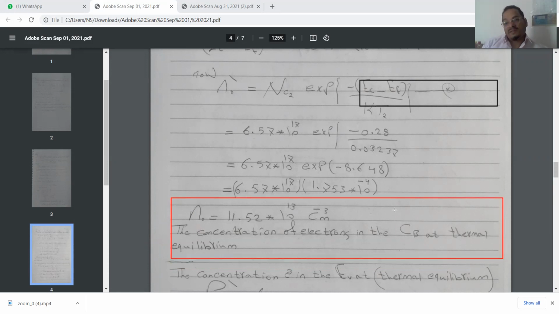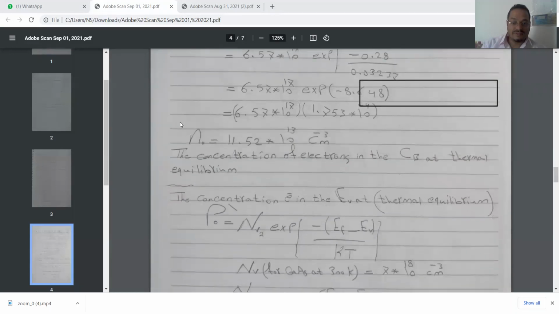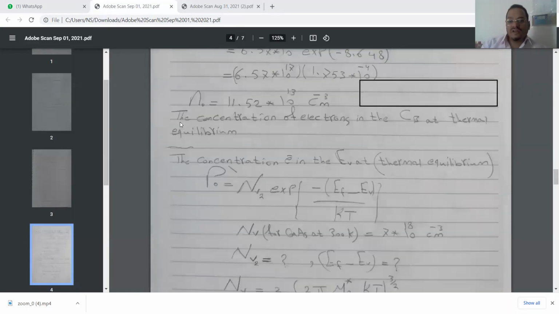Now, at another requirement, I can't remember which, the author wanted from us the concentration of holes at thermal equilibrium. Let me delete that and complete. The concentration of electrons in the valence band here, no, here the concentration of holes. This is not right.